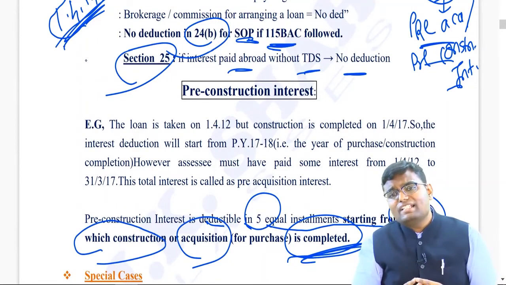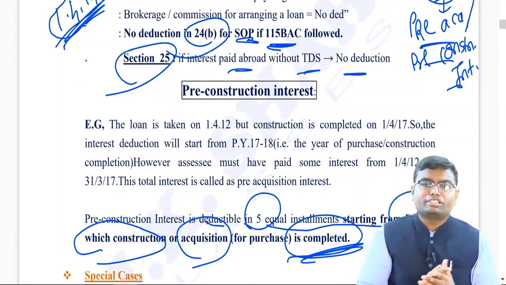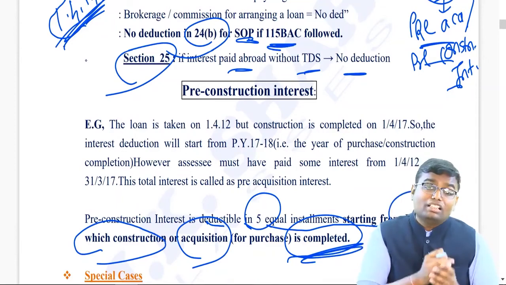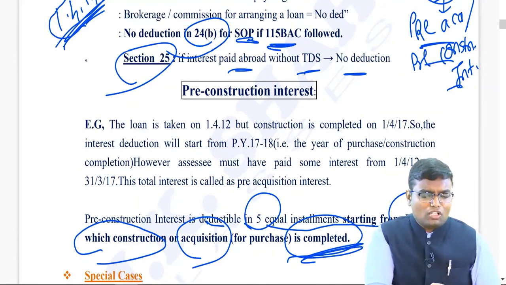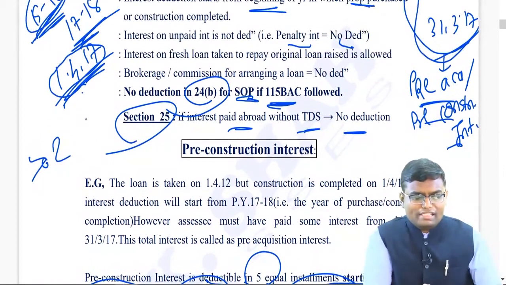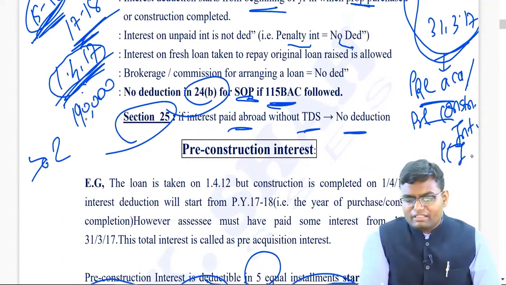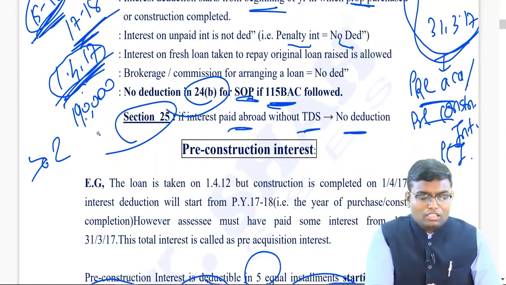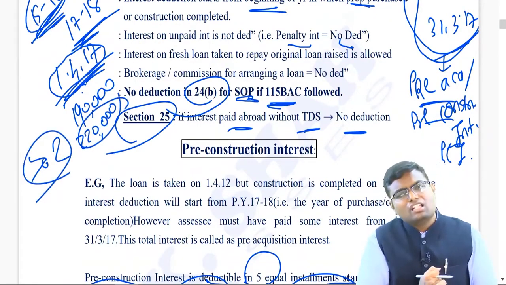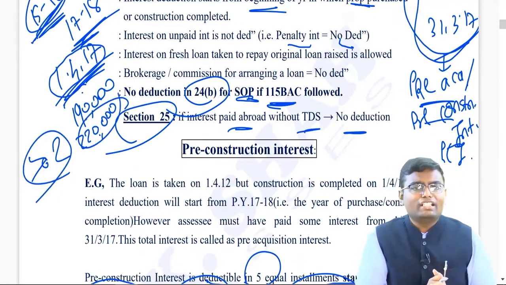Along with that I will get deduction of 1/5 of pre-construction interest. But the total interest in this case for SOP cannot exceed 2 lakh. So let's say in 17-18 the interest is 1,90,000 and 1/5 of pre-construction interest comes to 30,000. So the total deduction I am eligible for is 2,20,000. But if it is SOP, I will get a deduction of only 2 lakh. If it is LOP, then I will get the full 2,20,000.